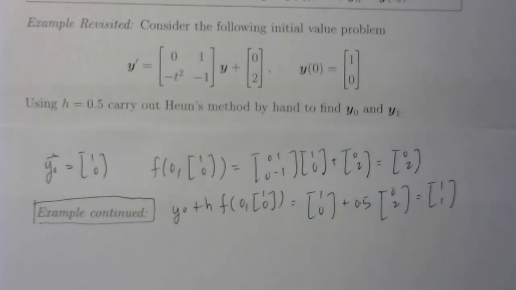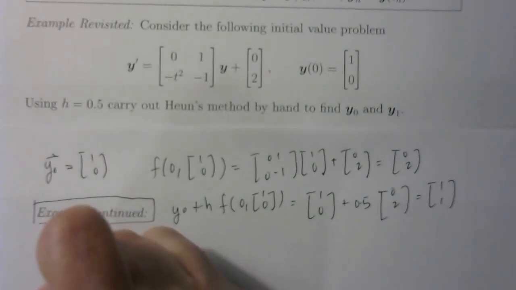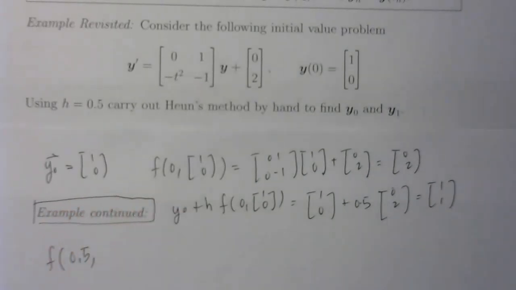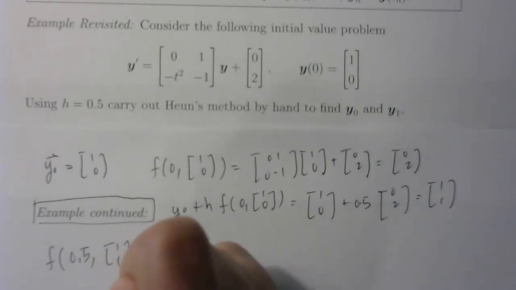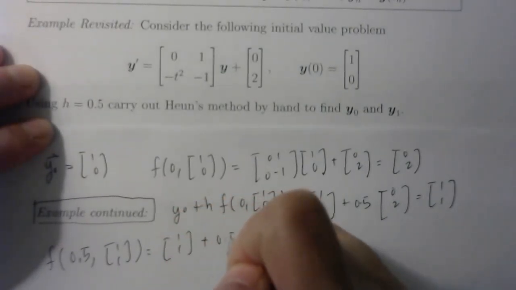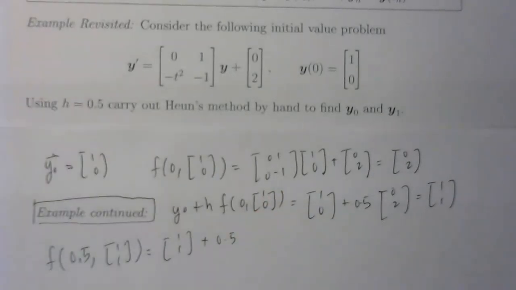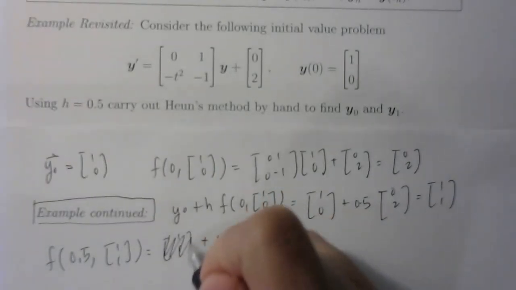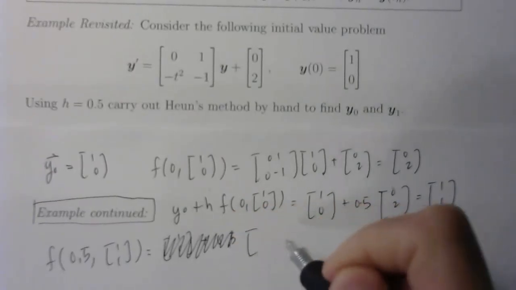And the last thing that we're going to need is f at tk plus 1, which is 1/2, comma, yk plus h, f of tk, yk. So this guy we found right here. So we have 1, 1 plus, oh, sorry, not that. This is when we plug into the function, right?